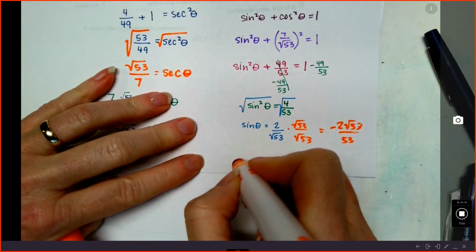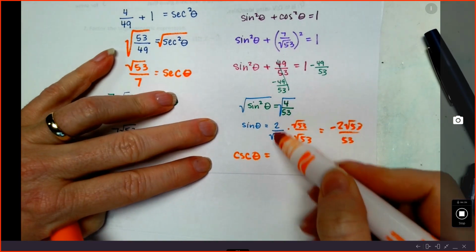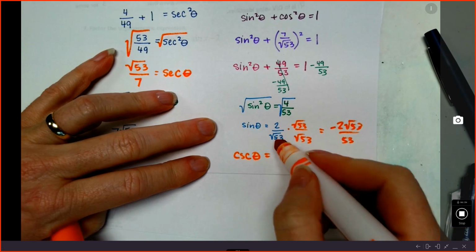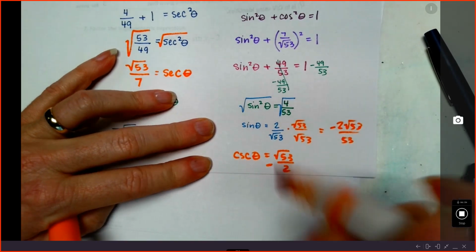And then the only other one I'm missing is cosecant. I can just take the original sine I got before I rationalized it and flip it over. And it'll also be negative because we're in quadrant 4.